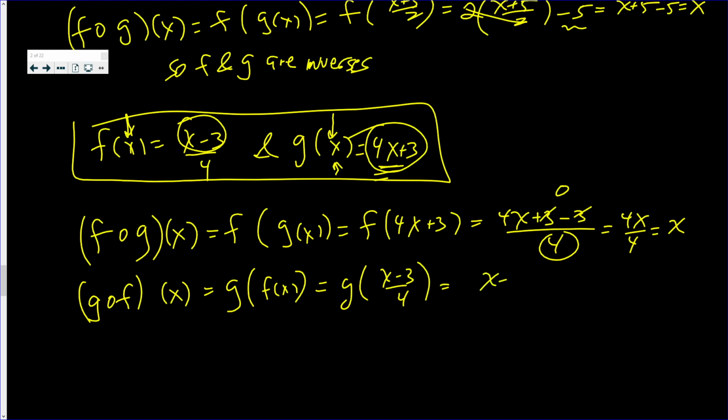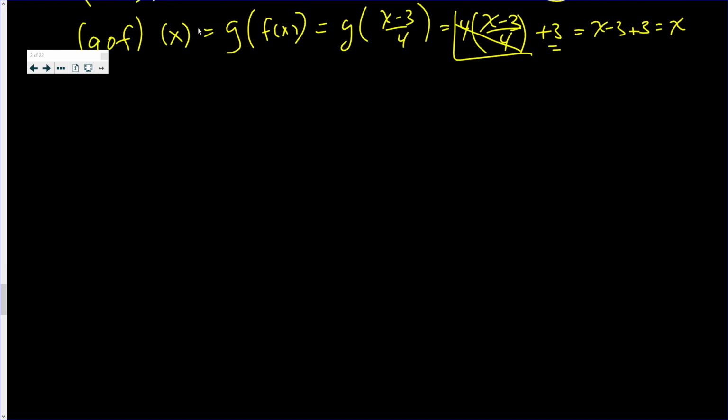Okay, I'll take what's in the brackets, I'll denote that I'm multiplying it by 4, then adding 3. This term, the 4's cancel, you get x minus 3. Don't forget to add the 3. And you get x. So yes, you should write this. So yes, f and g are inverses of one another.